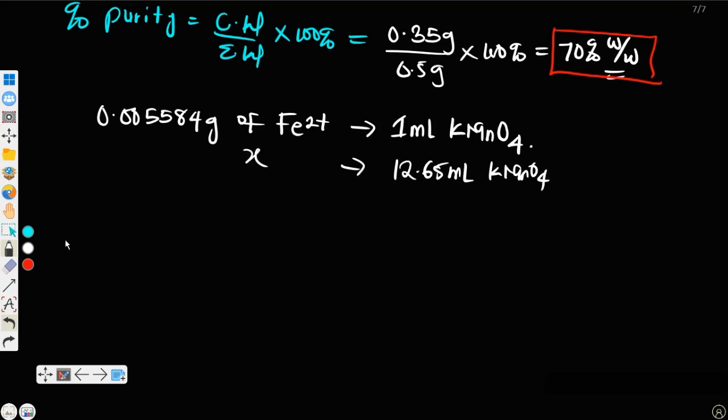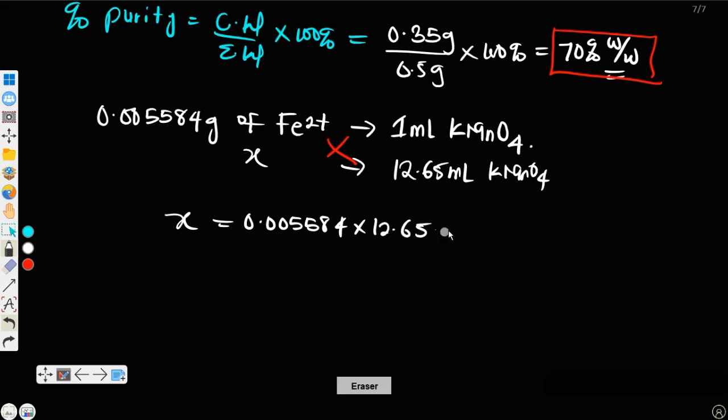X. So cross multiply. This multiplied by this. Our X will be equal to 0.005584 times 12.65. What did it give you? 0.0706. Which is what? In gram. Are you getting it now? So this is the amount of what? Ferrous ion in the experiment.